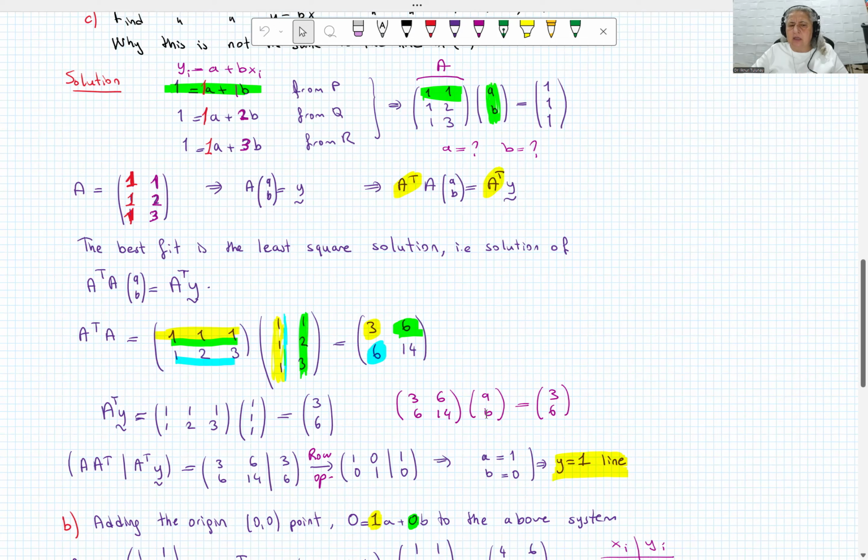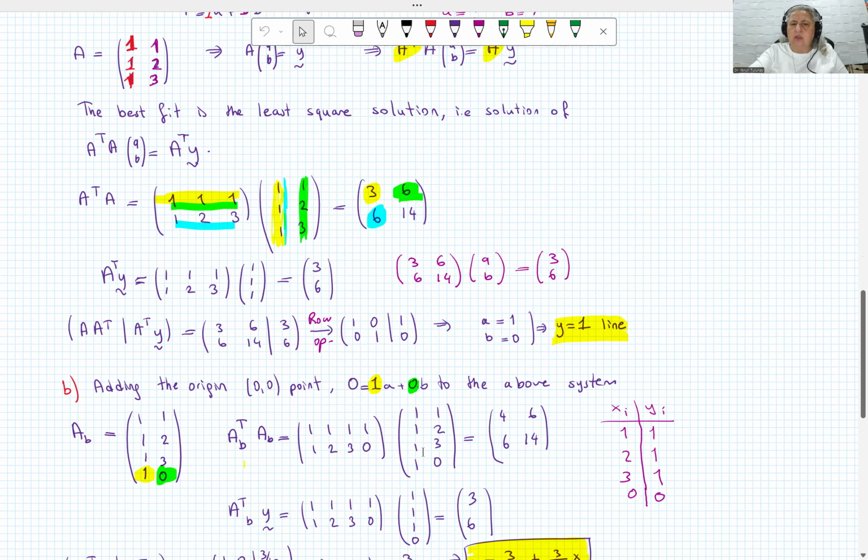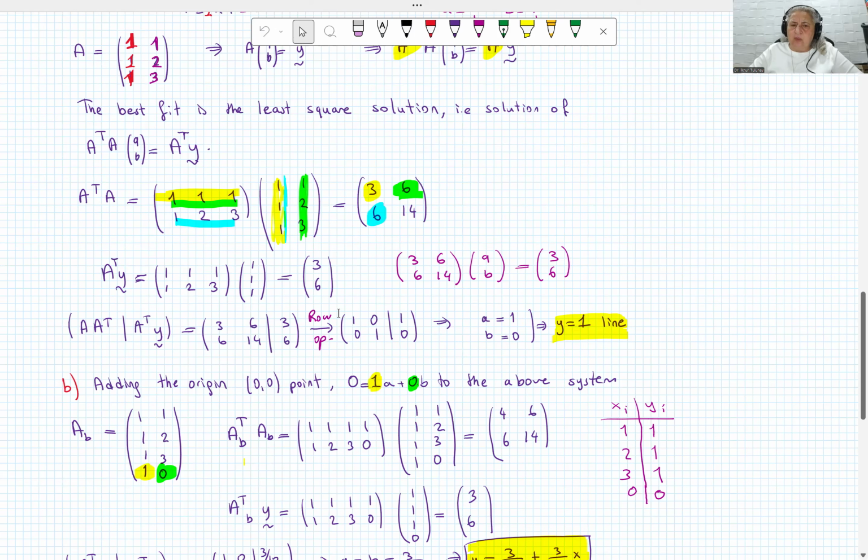A and B are unknown. Using the augmented matrix, we have this matrix. Applying the row operations, we will be able to find that A will be 1 and B will be 0. So y is equal to 1 is the line in the first part of this question.